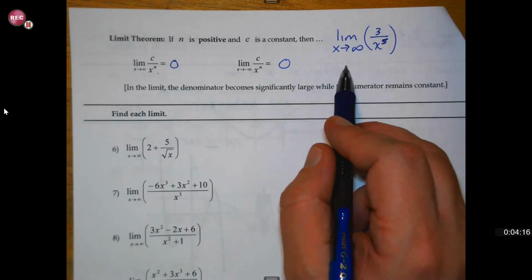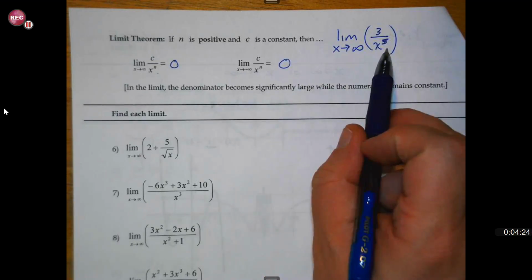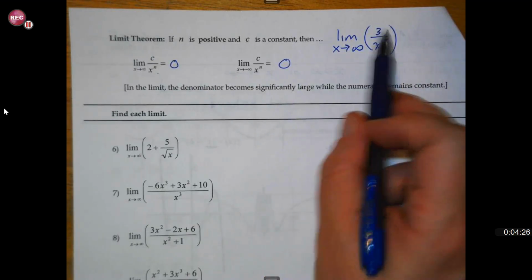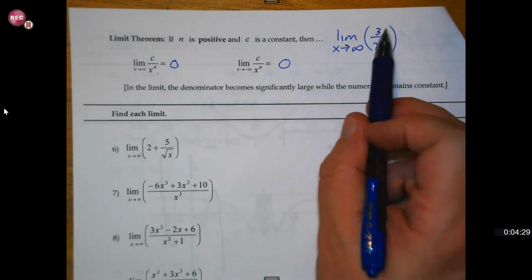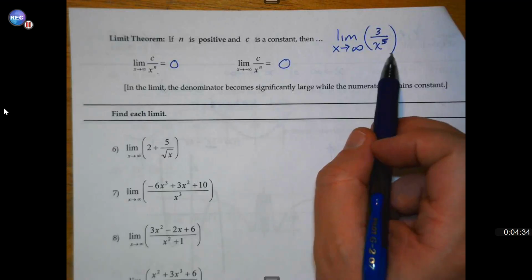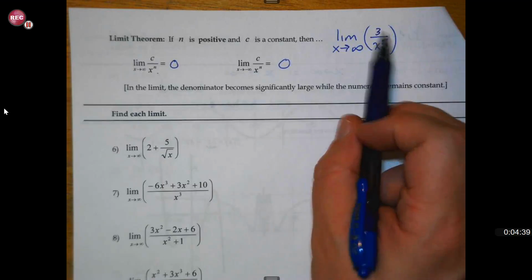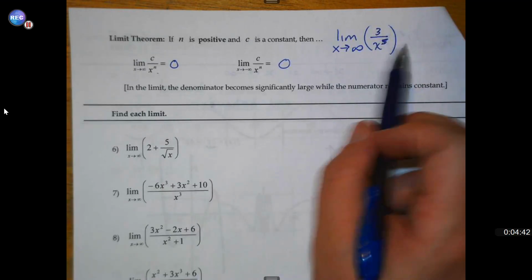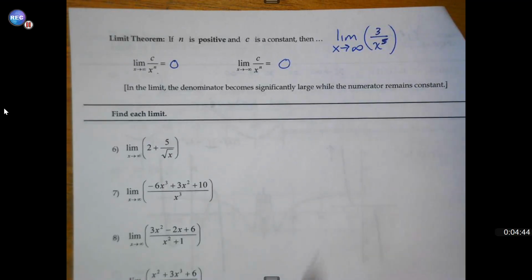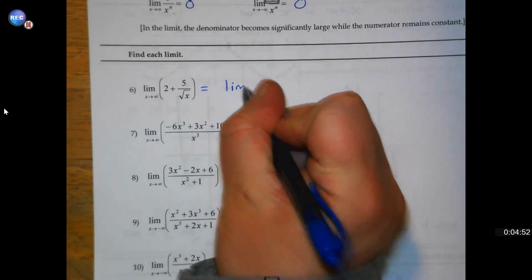So if we're doing the limit as x goes to infinity of 3 over x to the fifth, the denominator is going to become significantly large as that x goes to infinity, but the numerator is going to remain 3. So when you take a constant and divide it by something that's significantly large, your answer is going to be close to 0. And the larger that denominator is, the closer the answer is going to get to 0 over time. So we're going to use that concept to just answer this next batch. So looking at this first one, I'm just going to rewrite my problem using an exponent.